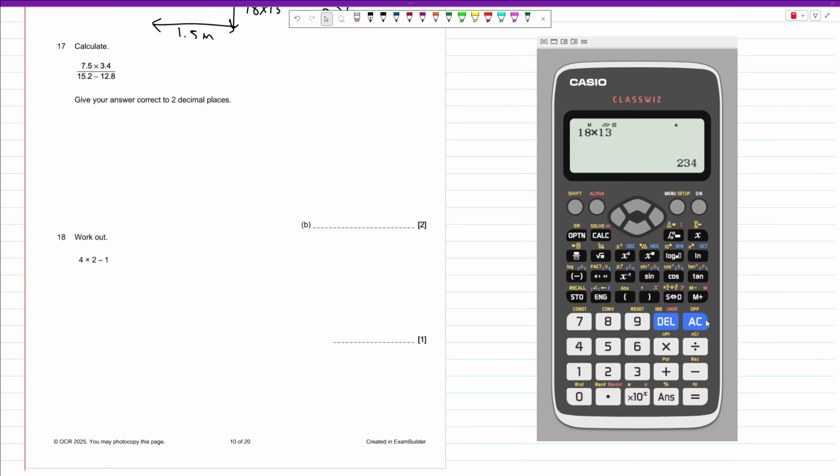Okay. Another calculator question. Nice and simple. Just type it in. This is just testing. Do you know how to write these kinds of things into a calculator? And can you write it to this keyword, 2 decimal places? So we've got an answer of 10.625, but to 2 decimal places, that's 10.63.